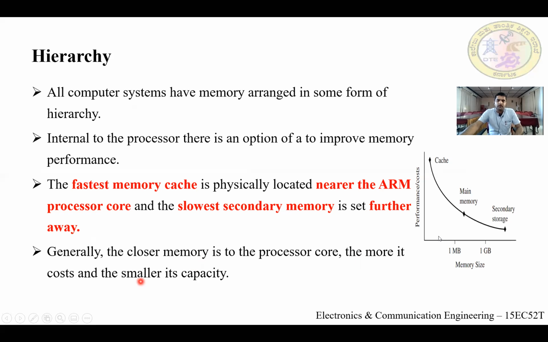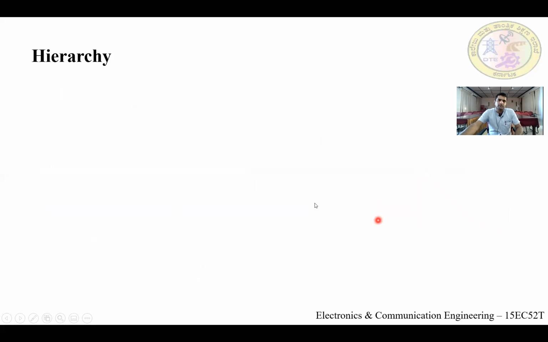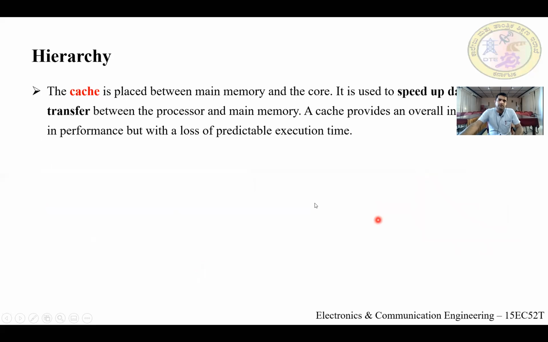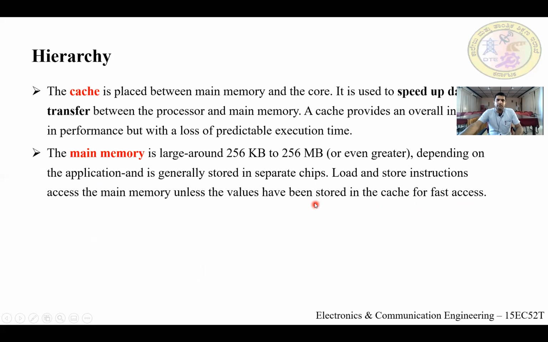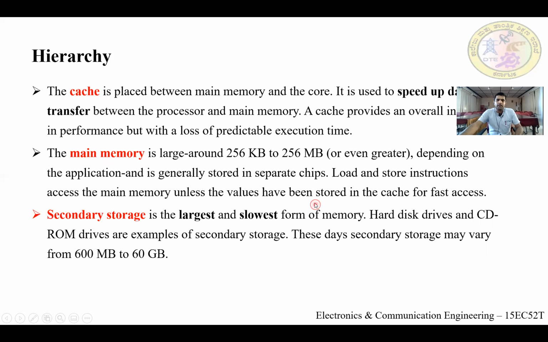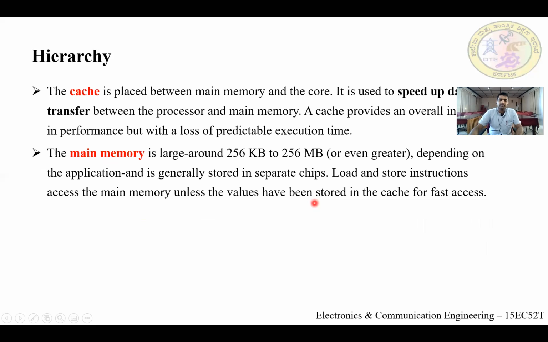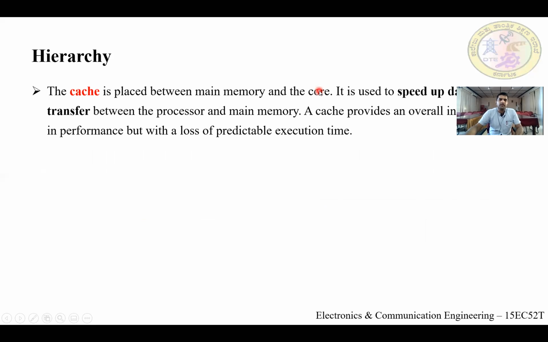The cache price is more and its capacity is smaller. You can see less than 1 MB. It is in KB. Cache is always in KB. Cache is placed between the main memory and the core. It speeds up data transfer between the processor and main memory. If cache is there, the execution time is less.